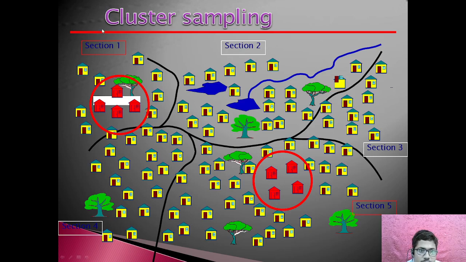See the example, cluster families. This is section 1, section 2, section 3, section 4 and 5. Among these 5 sections, we are selecting certain sections. These kinds of activities are taken only in sections 1 and 5, which we are showing in rectangles.